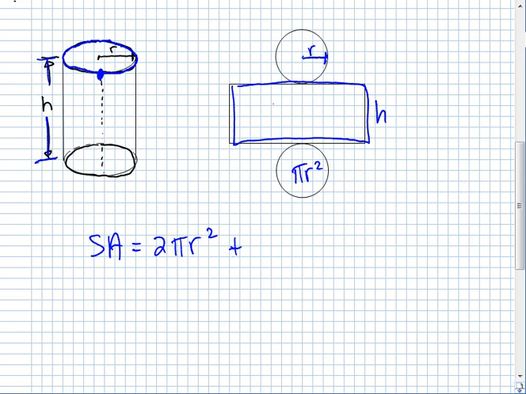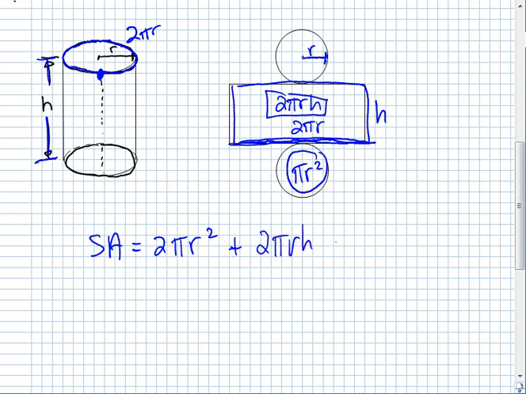So the circumference of the circle on top is given by 2 pi r. So this is also 2 pi r right here. That's the circumference of the can, and thus this rectangle wraps around the circle once. So the area of this is going to be 2 pi r, that's the length, times the width, which is the height. So I have 2 times pi r squared plus 2 pi r h, and that is the surface area of a cylinder.